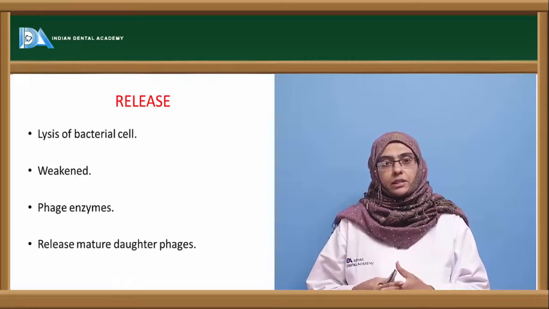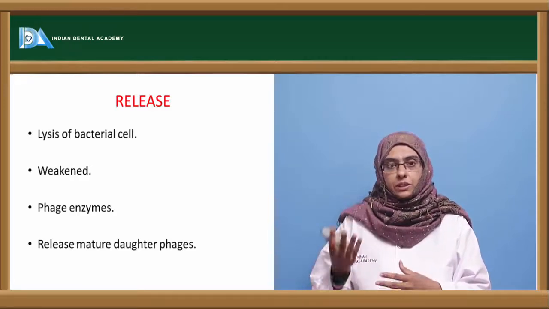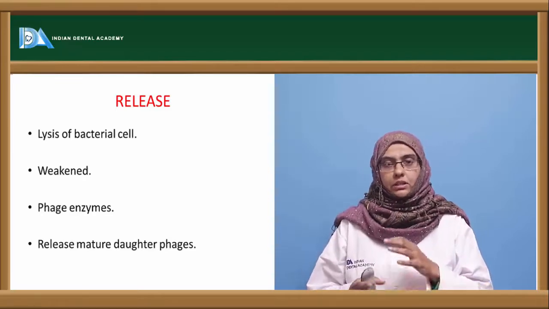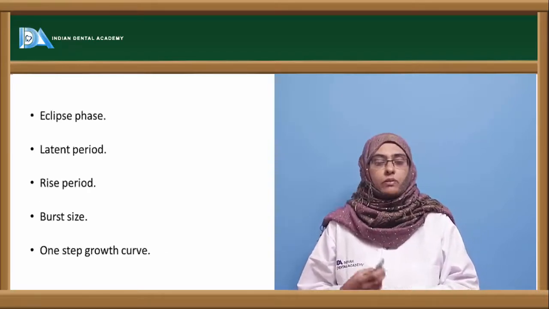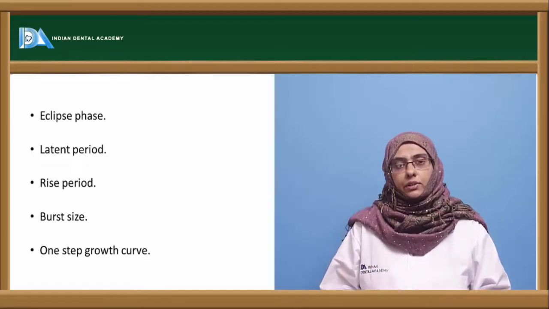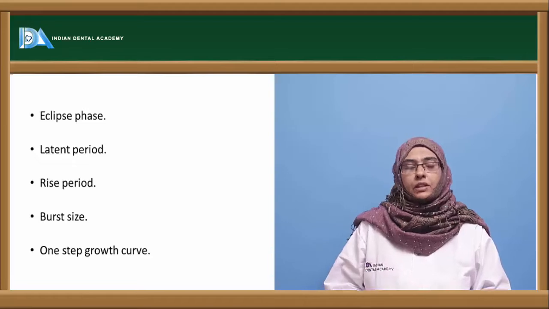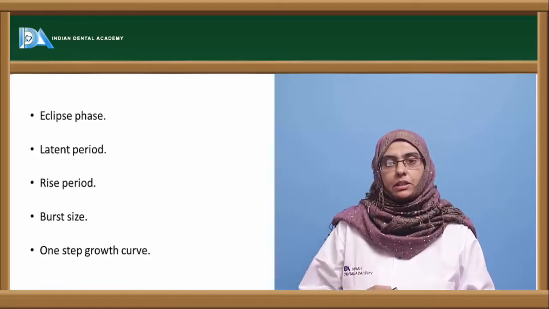Once the virion particles are formed, the phage enzyme ruptures the host cell and causes the release of the daughter phages. So this step is called the release. Now once the virions are out, they are ready to infect other bacteria. There are certain terms that have to be described in the lytic cycle.